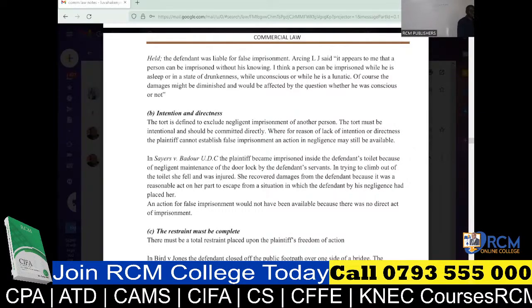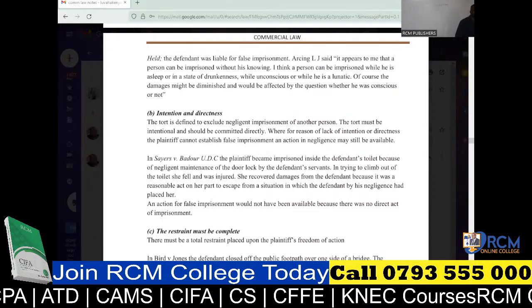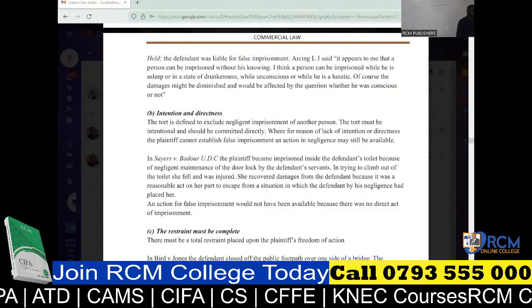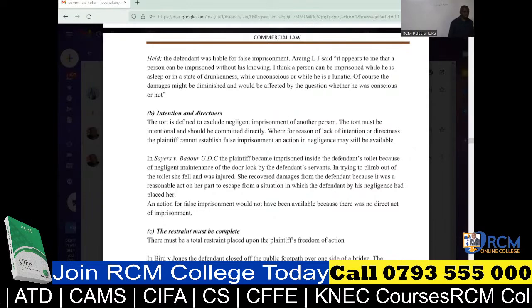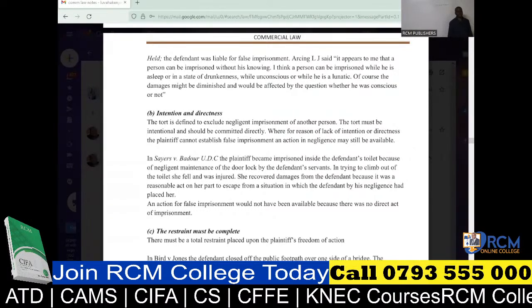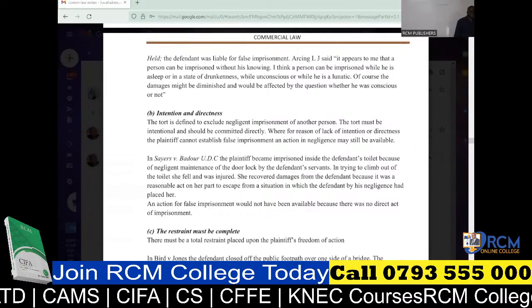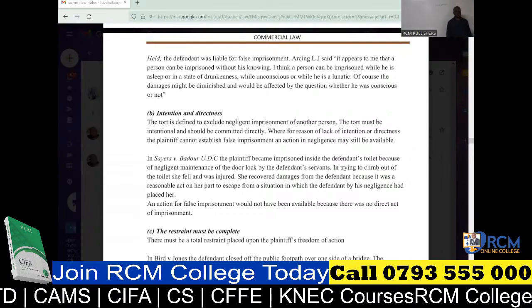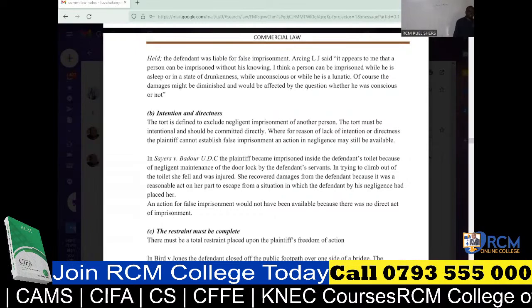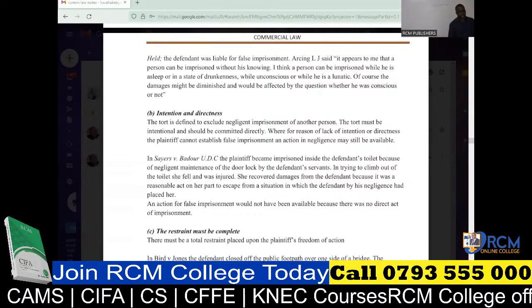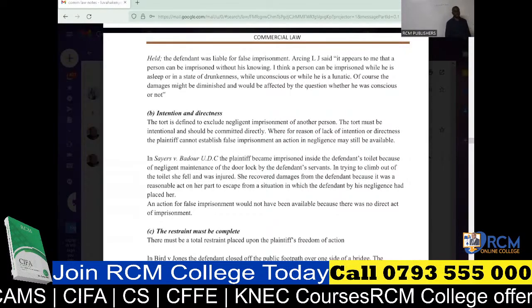So intention and directness. The tort is defined to exclude negligent imprisonment of another person. The tort must be intentional and should be committed directly. So it should be something that is very intentional. For example, if you accidentally lock a person in the room without knowing that he is actually in the room, that does not lead to false imprisonment. You can accidentally lock someone in the house, assuming he has already left the house. That is not intentional. It's just maybe a mistake or an error.